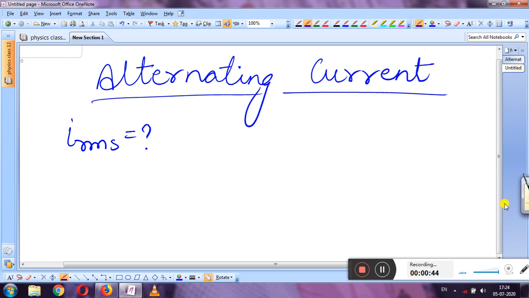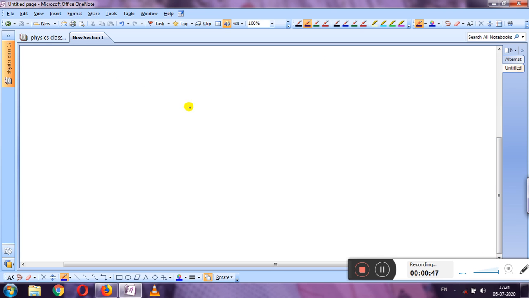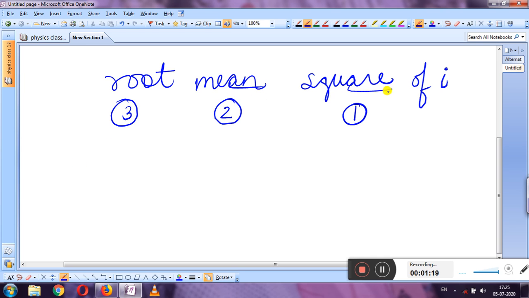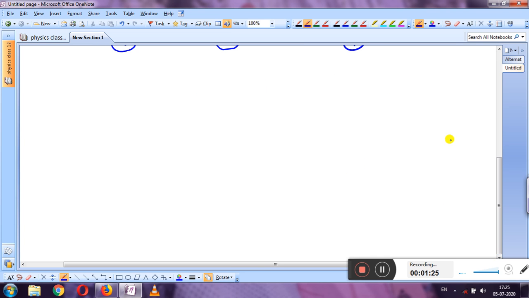It is very easy to find the RMS value of alternating current. If you want to do it in the easiest way, pay attention to what I am writing. I have written root mean square. First we will square the alternating current, then we will find the mean, and then we will take the root, that means the square root of the mean of the square of alternating current. This is what we are going to do in today's derivation.